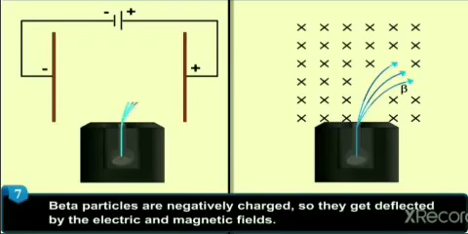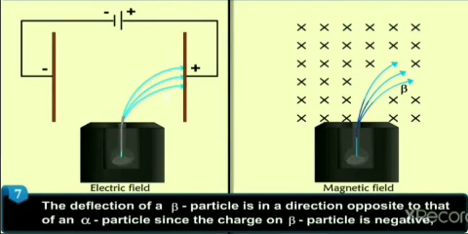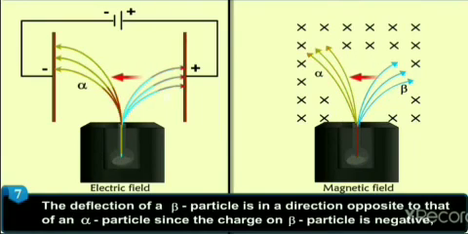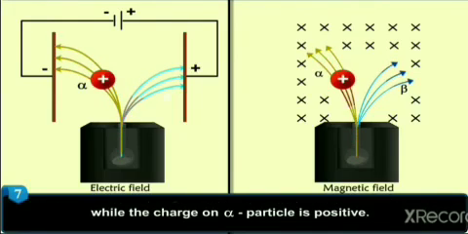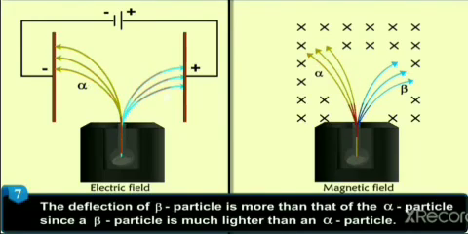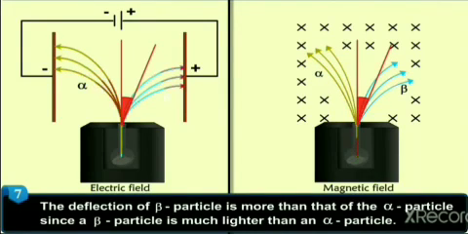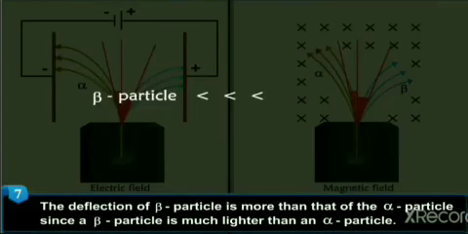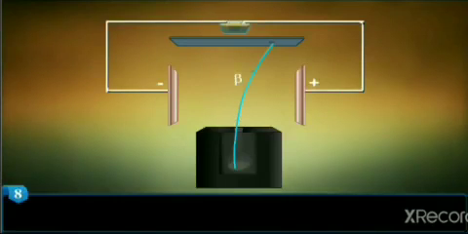7. Beta particles are negatively charged, so they get deflected by the electric and magnetic fields. The deflection of a beta particle is in a direction opposite to that of an alpha particle, since the charge on a beta particle is negative, while the charge on an alpha particle is positive. The deflection of a beta particle is more than that of the alpha particle, since a beta particle is much lighter than an alpha particle.